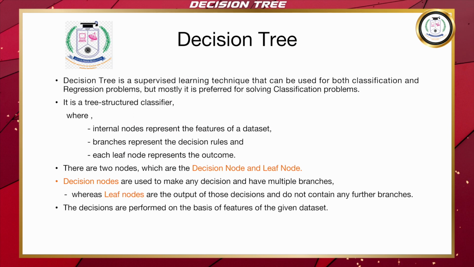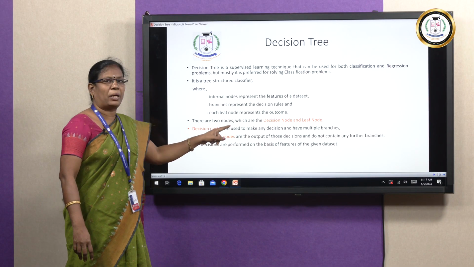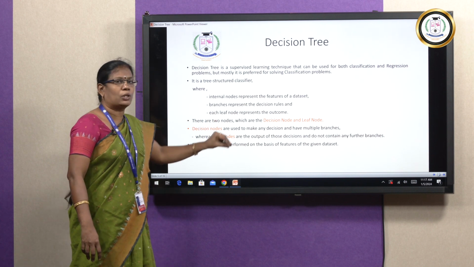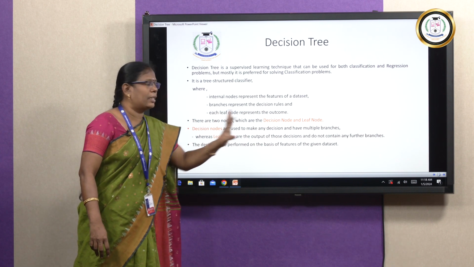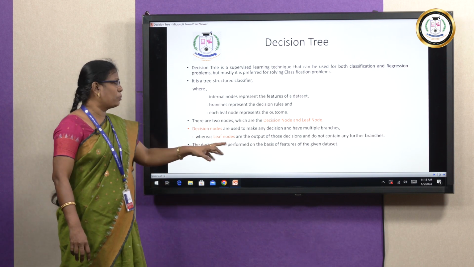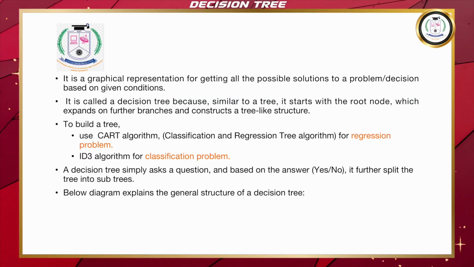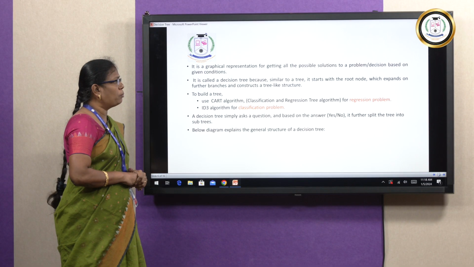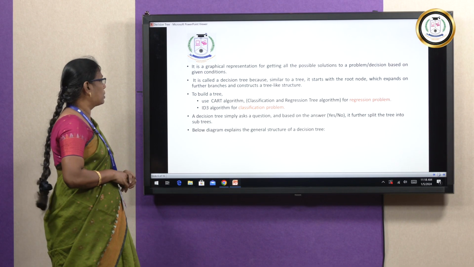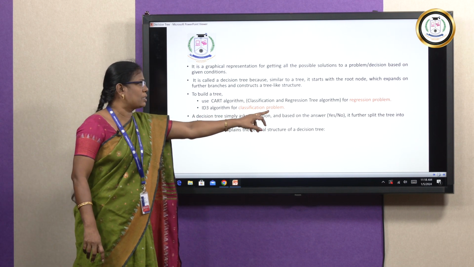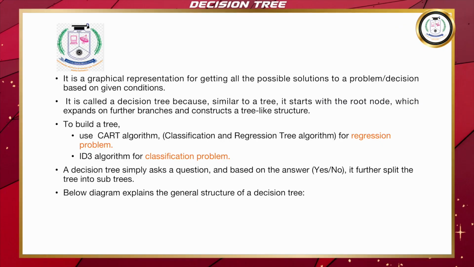Mainly there are 2 kinds of nodes: decision node and leaf node. The decision nodes are used to make decisions and have multiple branches. The leaf nodes are the output of those decisions and do not contain any further branches. The decisions are performed on the basis of the features of the given data set. It is a graphical representation for getting all the possible solutions to a problem or decision based on the given conditions. Here we have the CART algorithm, which is classification and regression tree algorithm. CART is for regression problems, and the ID3 algorithm is for classification problems.